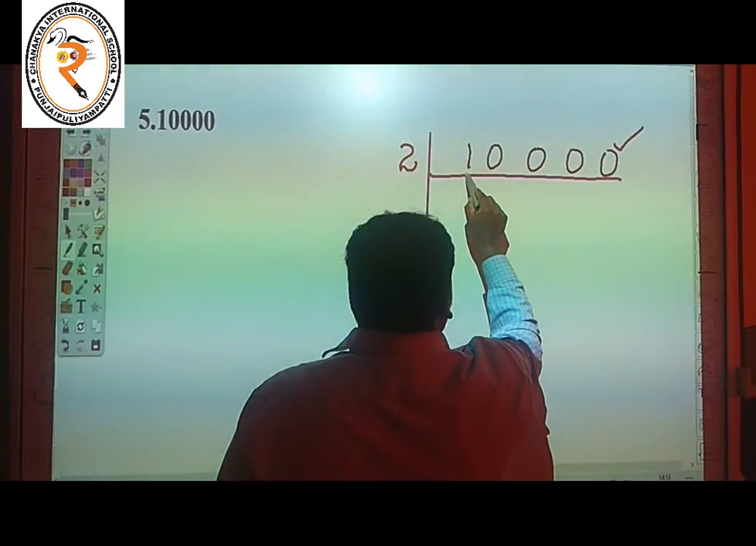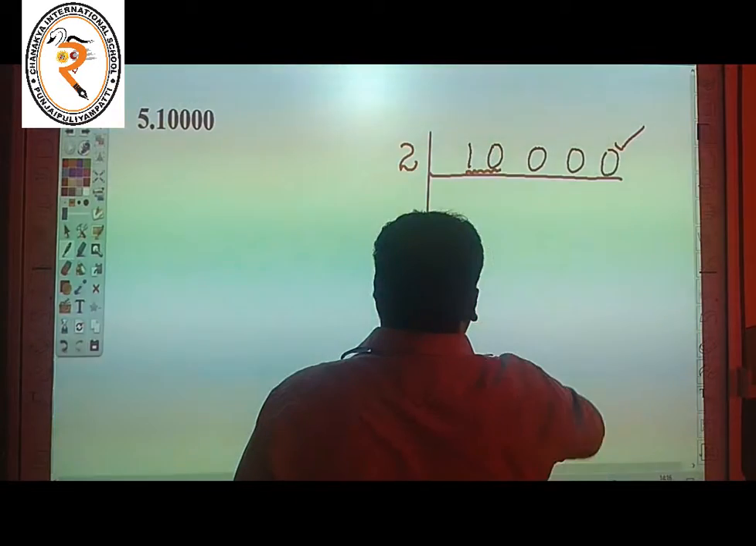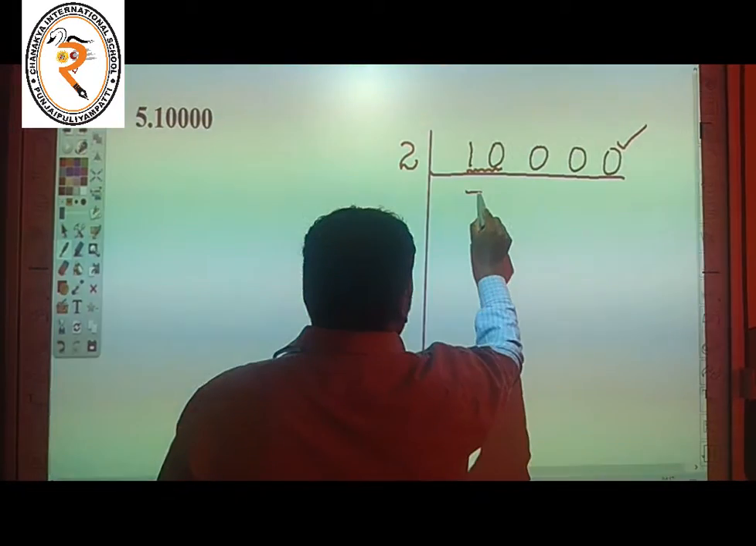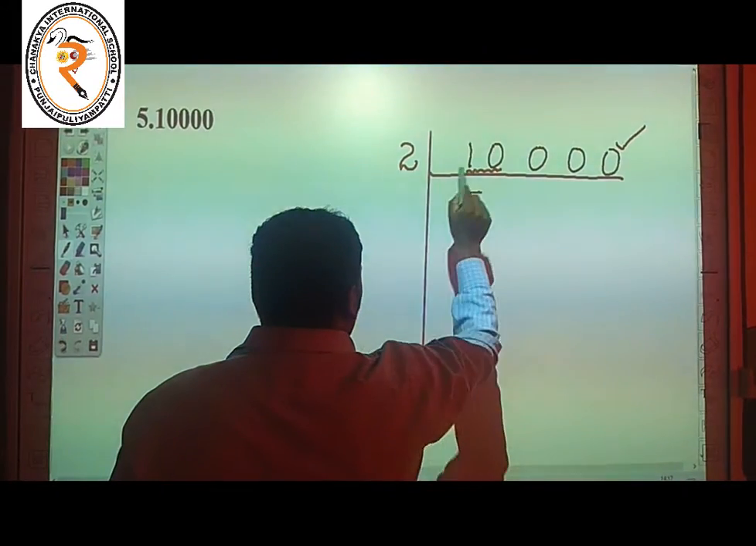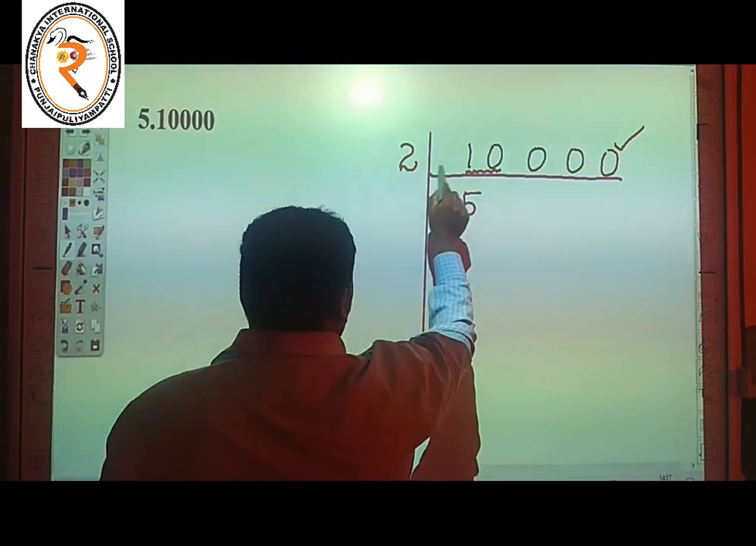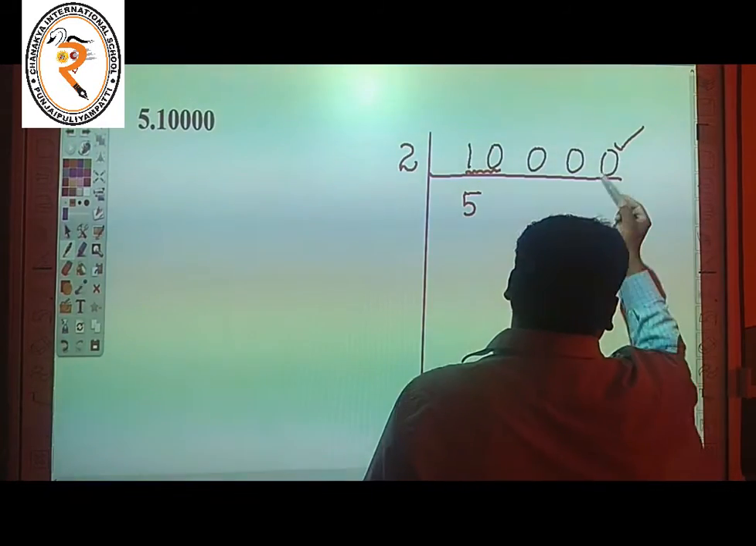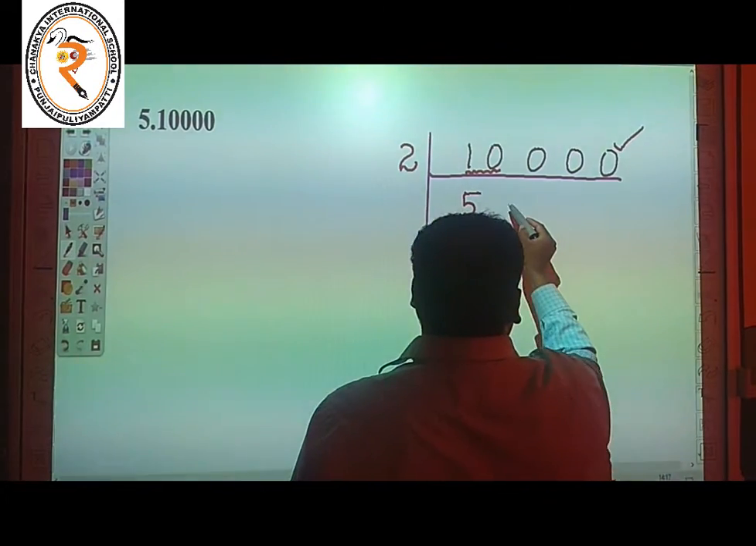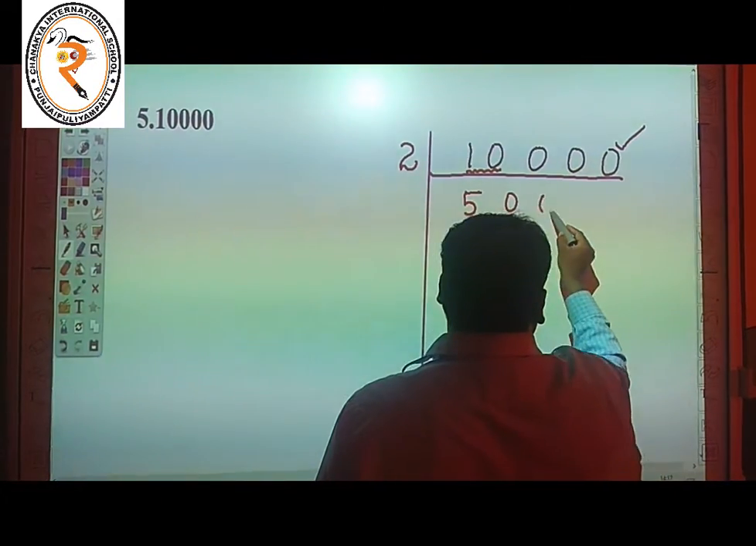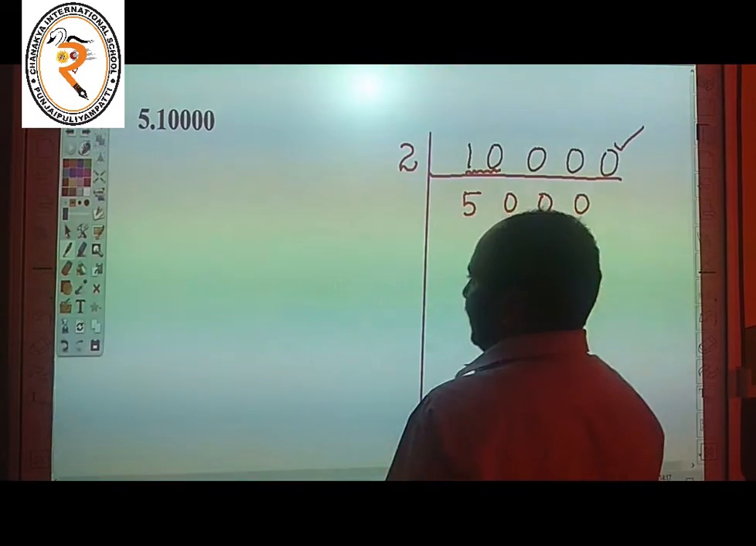The first digit is 1. We take two digits, 10. 5 into 2 is equal to 10. The remaining zeros: 1, 2, 3. We take 3 zeros.